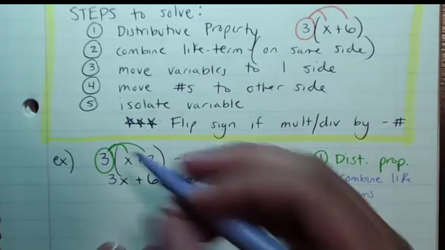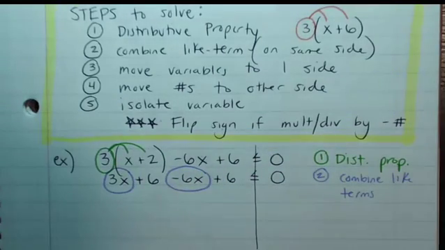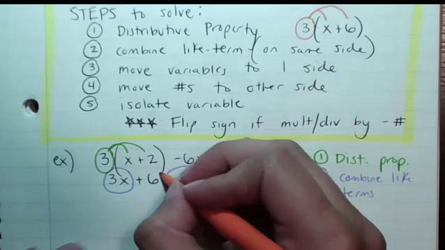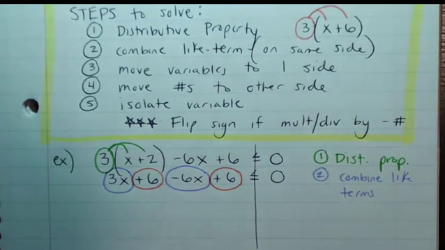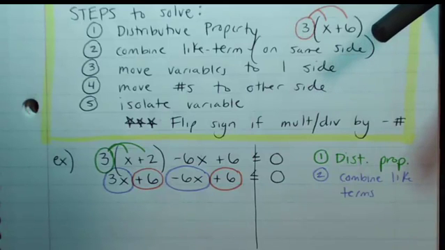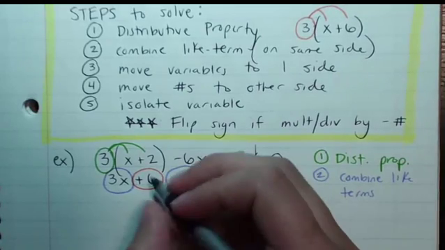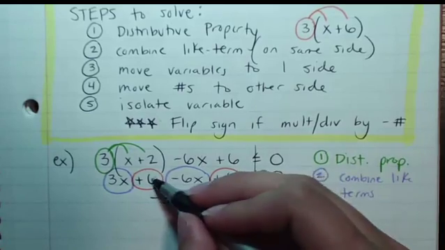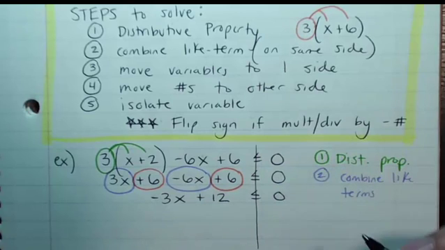So if I look, I have x's, so I can combine the 3x and the negative 6x. And then I also can combine the positive 6 and another positive 6. So when I rewrite what I have, 3x minus 6x is negative 3x. 6 plus 6 is a positive 12, and it's less than or equal to 0 still.